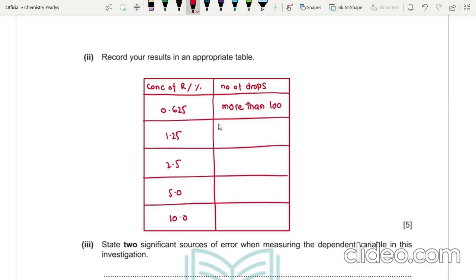So 1.25, let's assume it takes 92. 2.5 took actually 81. As it is serial dilution, there will actually be a greater gap between the values. So let's take it as 70. Let's take it as, you can say, about 64. Okay, and the last one will be about 38.